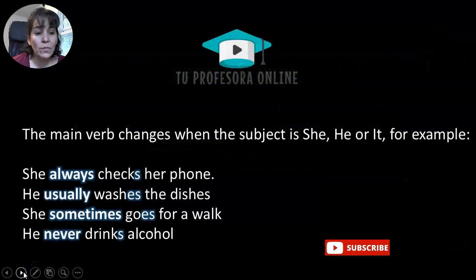Also, make sure you know that the main verb changes when the subject is she, he, or it. For example, she always checks her phone. He usually washes the dishes. She sometimes goes for a walk. He never drinks alcohol. So as you can see, there is a little bit of difference here when you see the verb written like this, checks with a little s, and in the pronunciation, checks, washes.